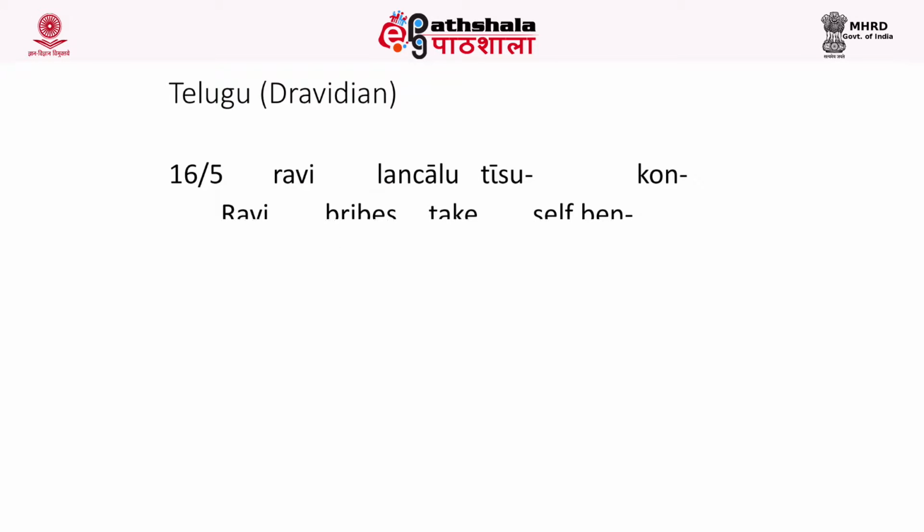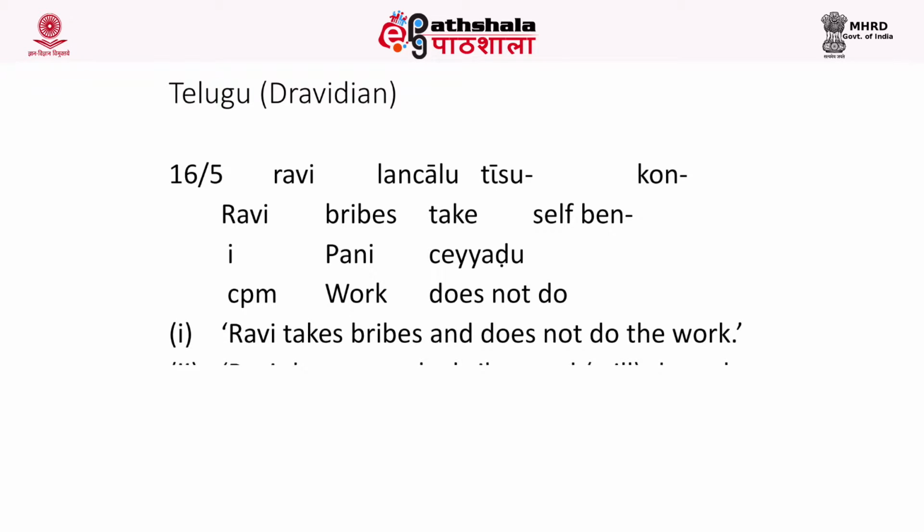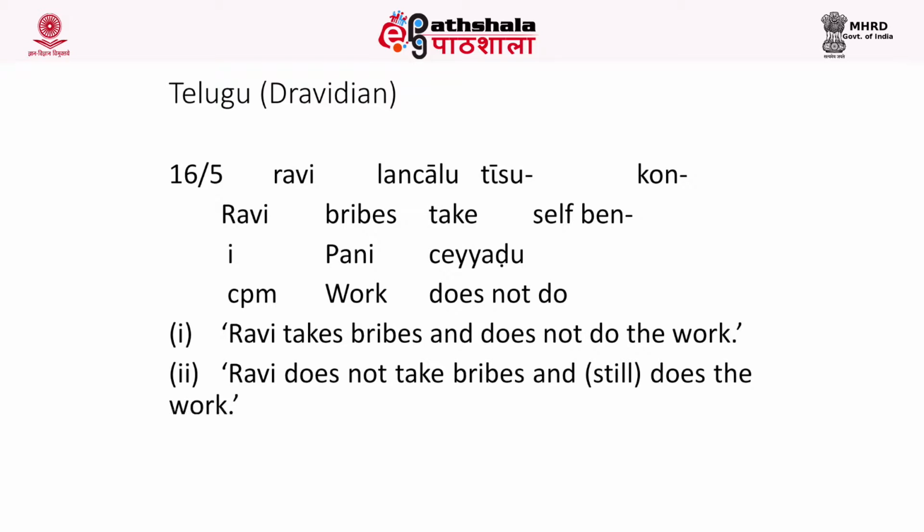Let's take the same sentence as we did in Hindi and Meitei. Ravi lanchalu తీసుకొని పని చెయ్యడు. తీసుకొని is the conjunctive participle, and this sentence is ambiguous, just as it is in Hindi and Meitei. Ravi takes bribes and does not do the work. Ravi does not take bribes and still does the work.